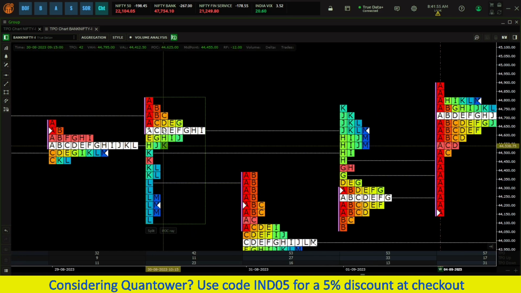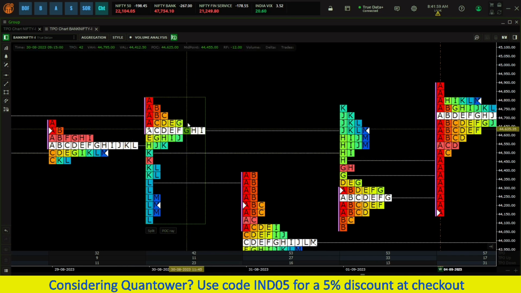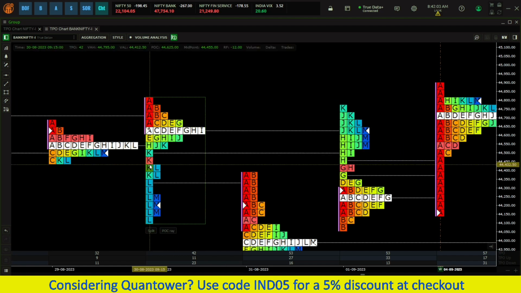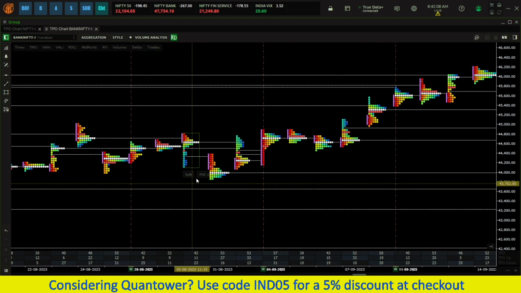You can see this, guys, this is also one of the double distribution. Yes, if you see, the majority of the balance or majority of the time is plotted here, but still, according to characteristics, this can be a double distribution day.